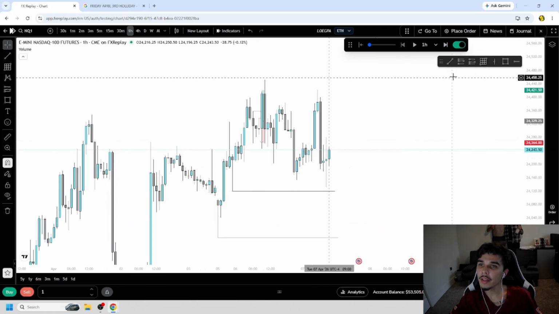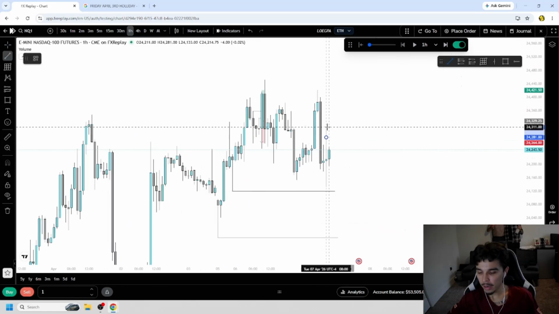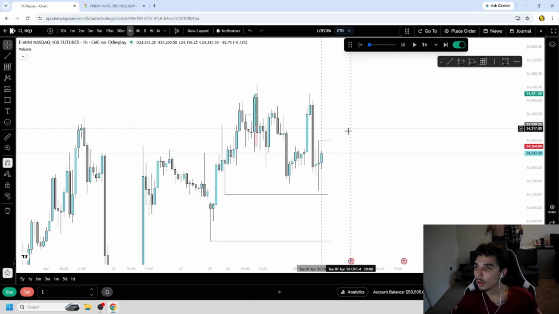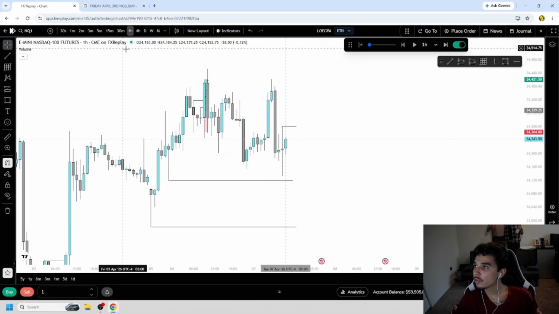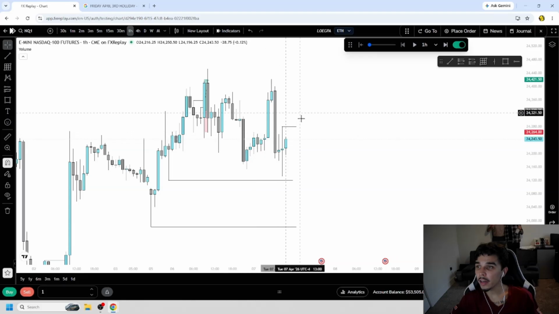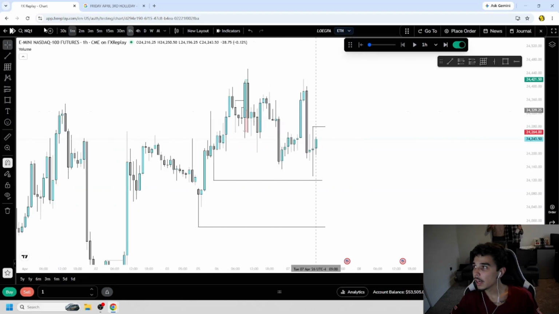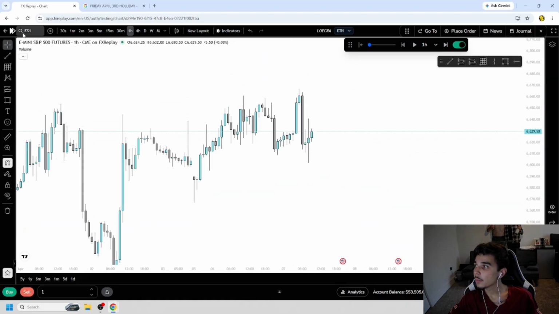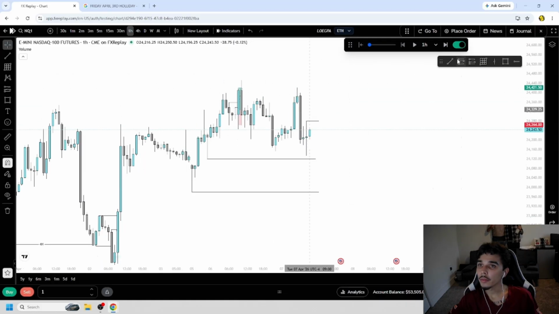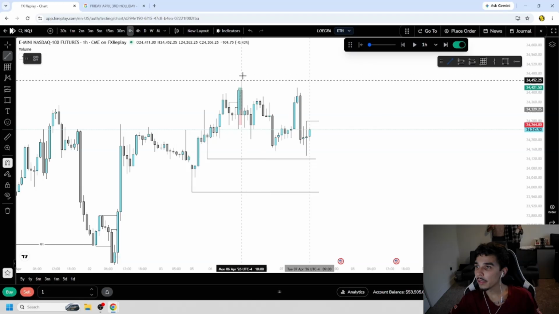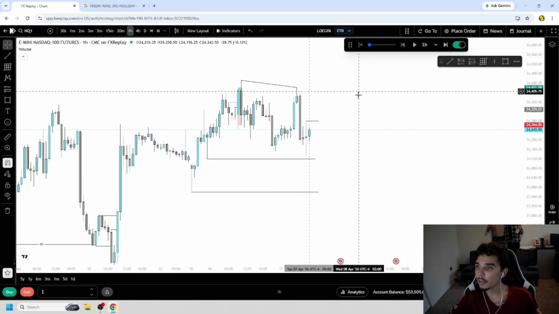But then if we scale down here, we can see we have this hourly intermediate high inside of this hourly BPR. So with that being said, I want to honestly see a reaction higher. I'm leaning a little bit more bearish. Do we have an SMT? Oh, yes, we have an SMT at this high too. So, okay, perfect. I'm going to be leaning a little bit more bearish than I am bullish.